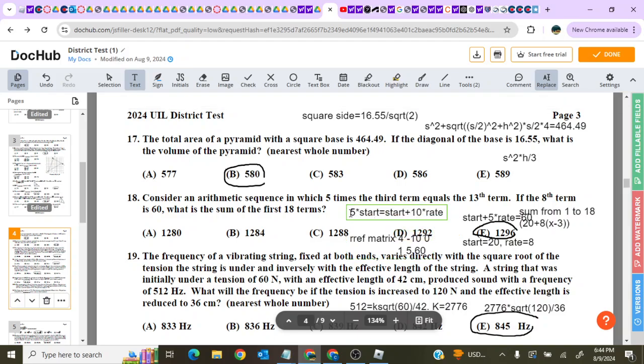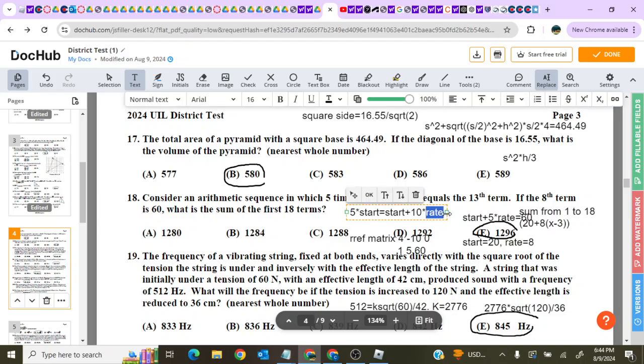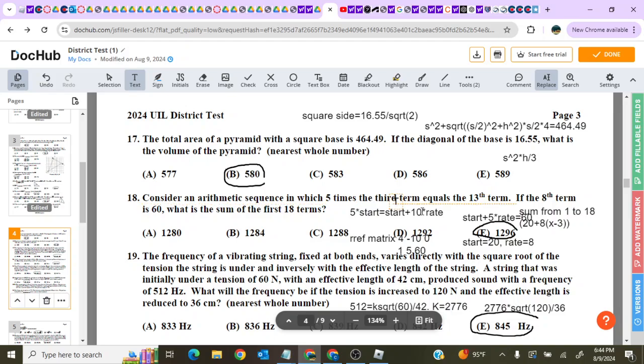So let's assign the variable start as the third term of your equation. That's what this part is based off of. And then rate as the amount the number increases by each term. So to go from the third term to the fourth term, it would increase by rate.